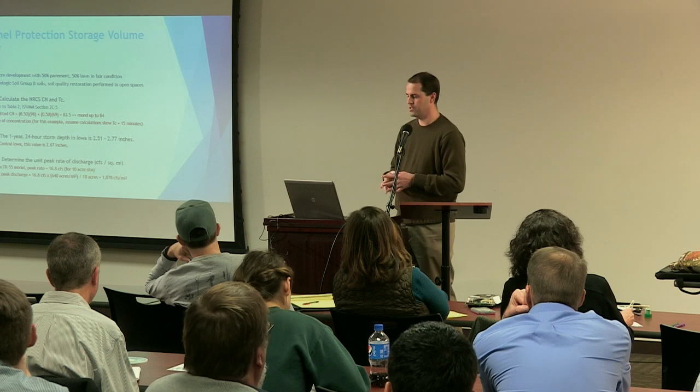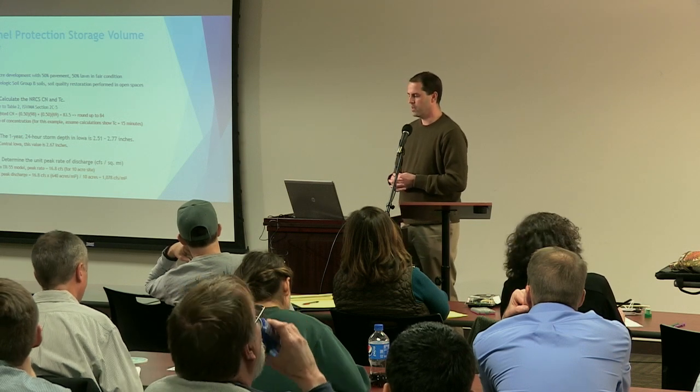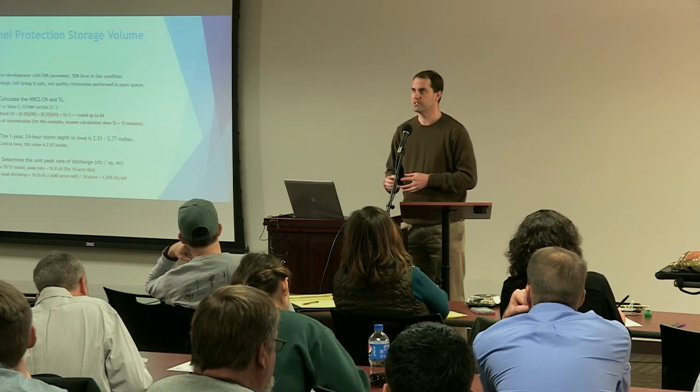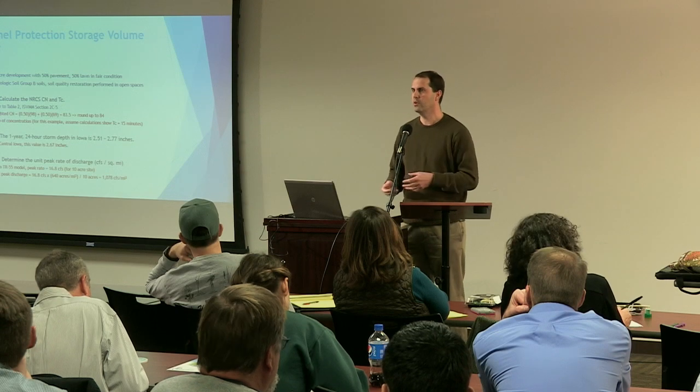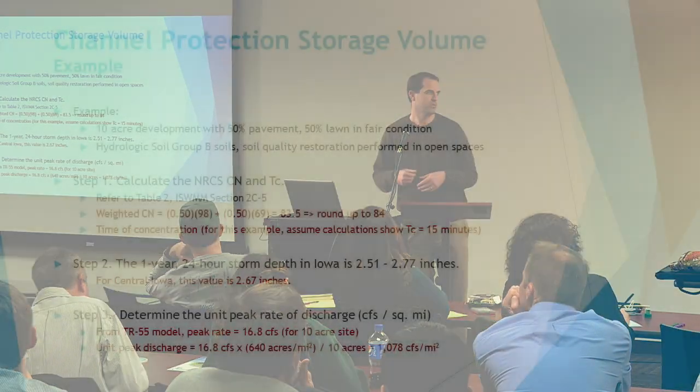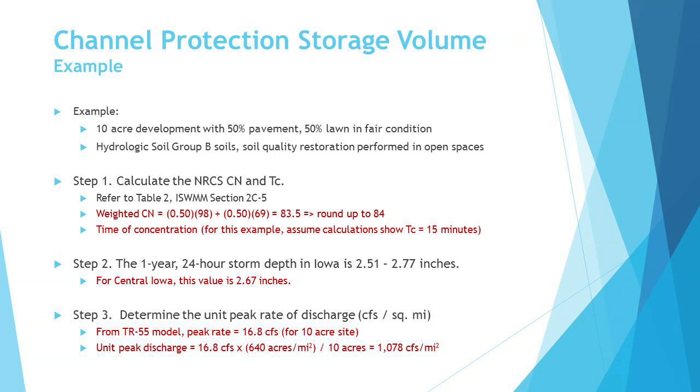And we're also going to say that soil quality restoration has been performed under open spaces. So they've either put back good topsoil, or they've done some compost amendments, or different alternatives to restore the topsoil to good condition. They didn't just come in with mass grading, compact it all, and then throw the sod on the ground. Because if we did that, we'd want to up the curve number a bit to account for that. So the first step here is to calculate the NRCS curve number and time of concentration.